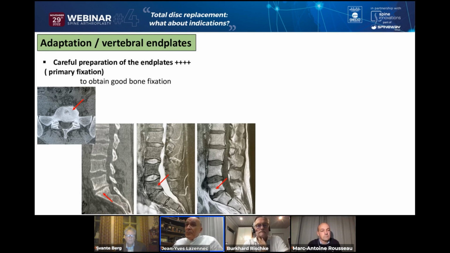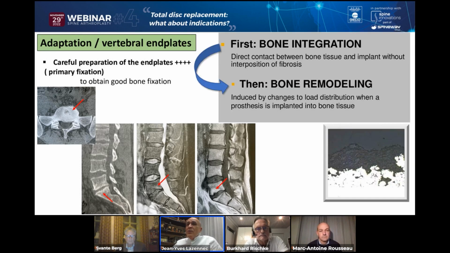For example, to obtain a good bone fixation, we need to break the density of the end plate to make the implant communicate with the bone marrow. Personally, I use a small pin to make small holes in the end plate, as I do for a cementless cup, for example, when the bone is very stiff and very dense. Of course, we must not create a weakening of the end plate, but making small holes is, for me, a good solution. So when we put in an implant, we need to have, at first, bone integration, so a good direct contact between the bone and the implant without interposition of fibrosis.